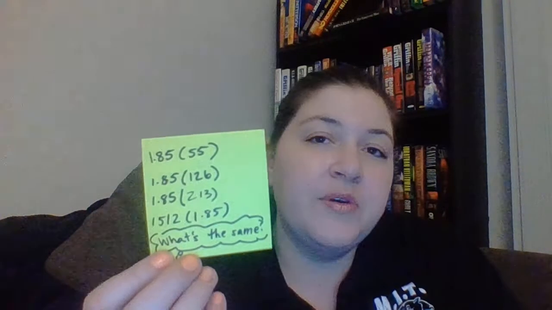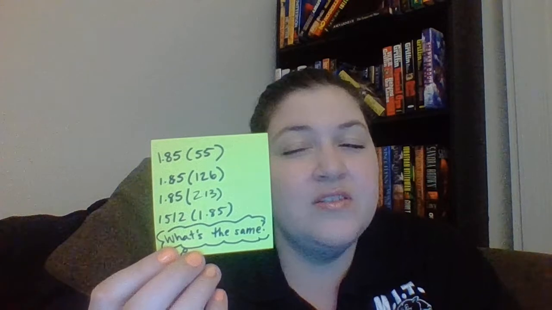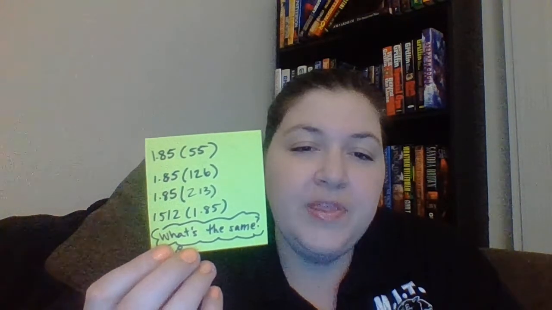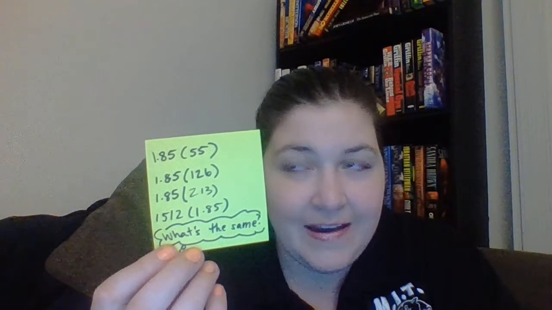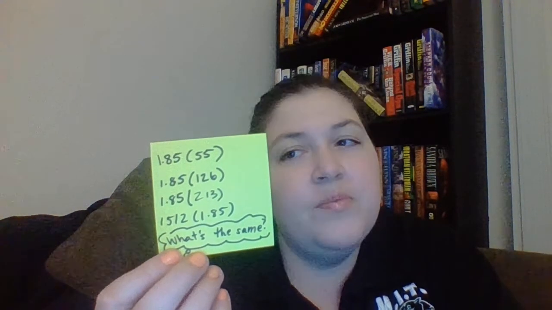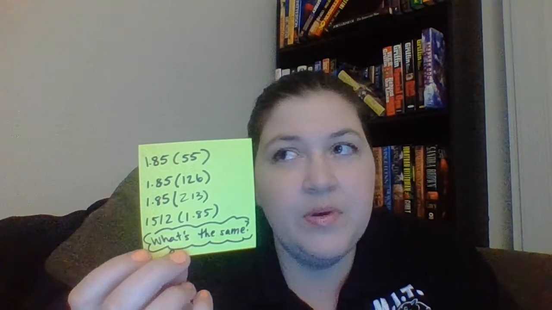All right, so number 3 says write an algebraic expression to represent the total amount of money collected for any number of students buying school lunches. So before, I was given the number of students. I knew there were 55, there was 126, 213, and 1,512. But they want to do it for any number of students. Not just one number, any number. Well, I look at these expressions and I say, what's the same? What wouldn't be the variable?